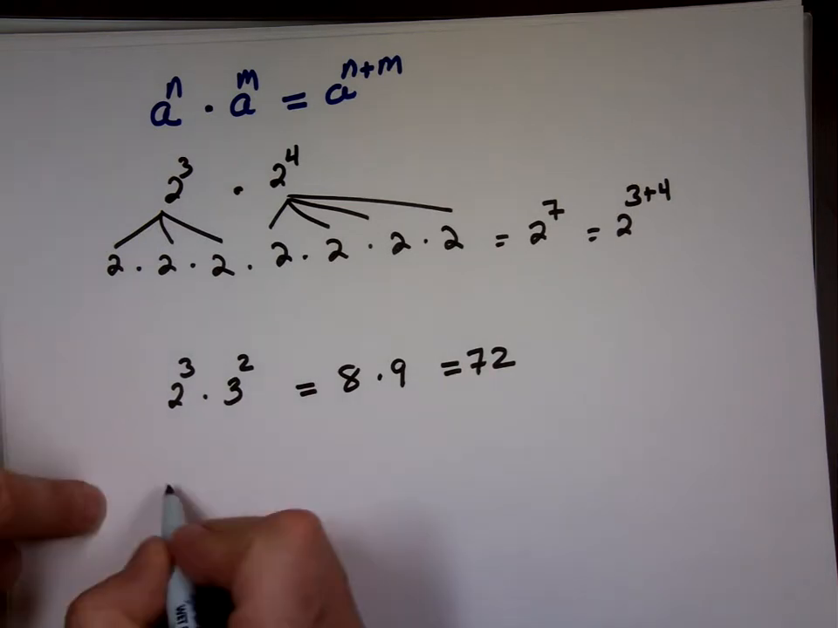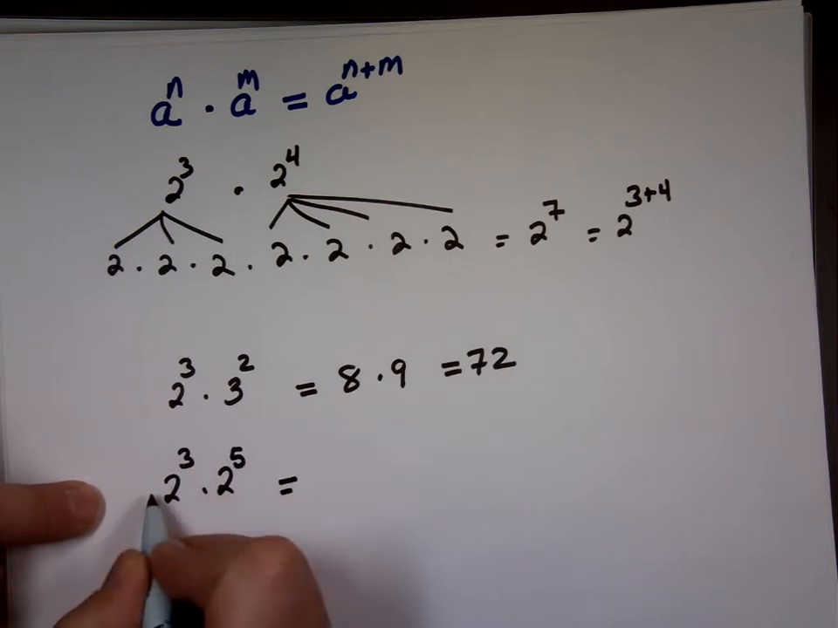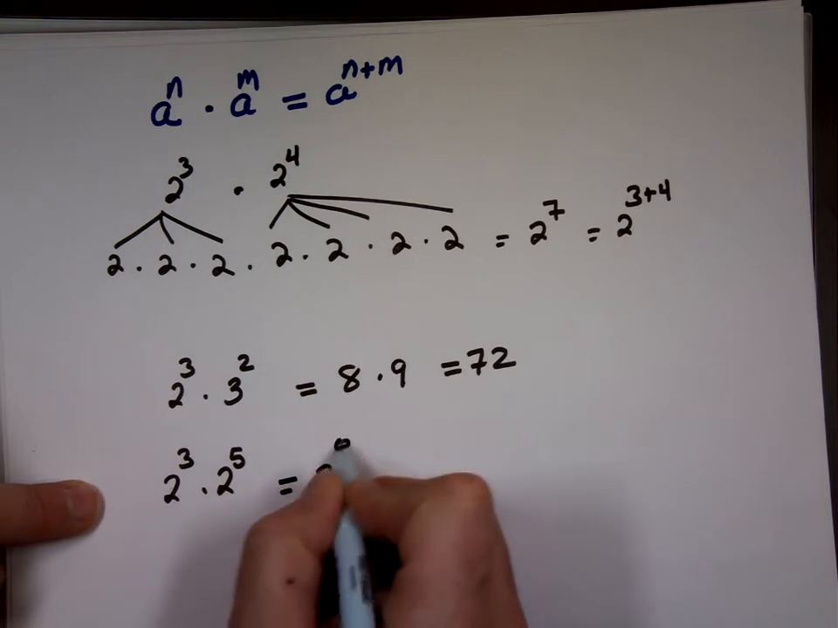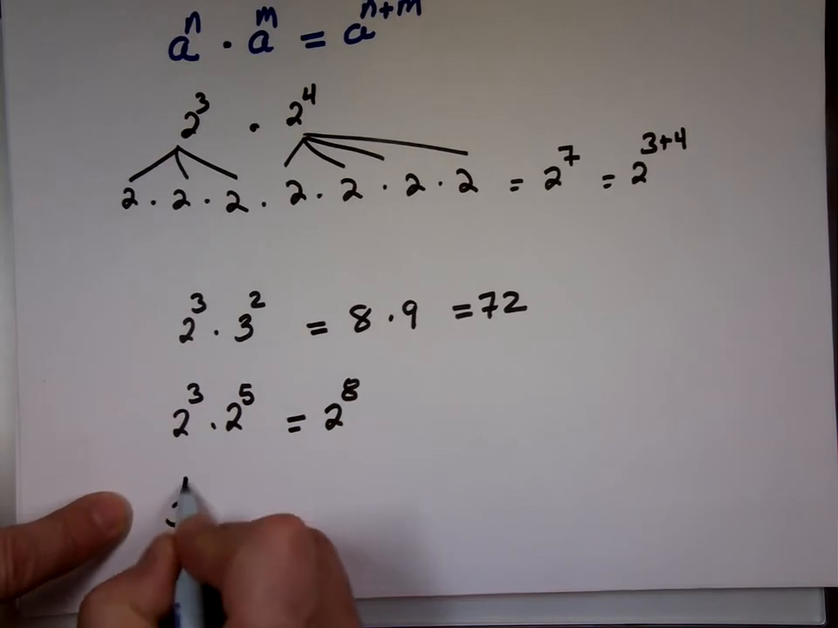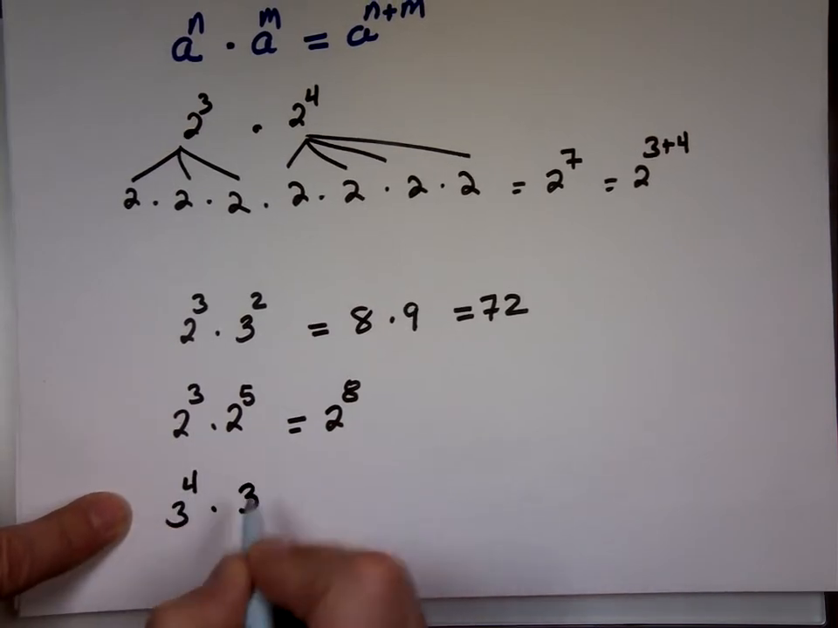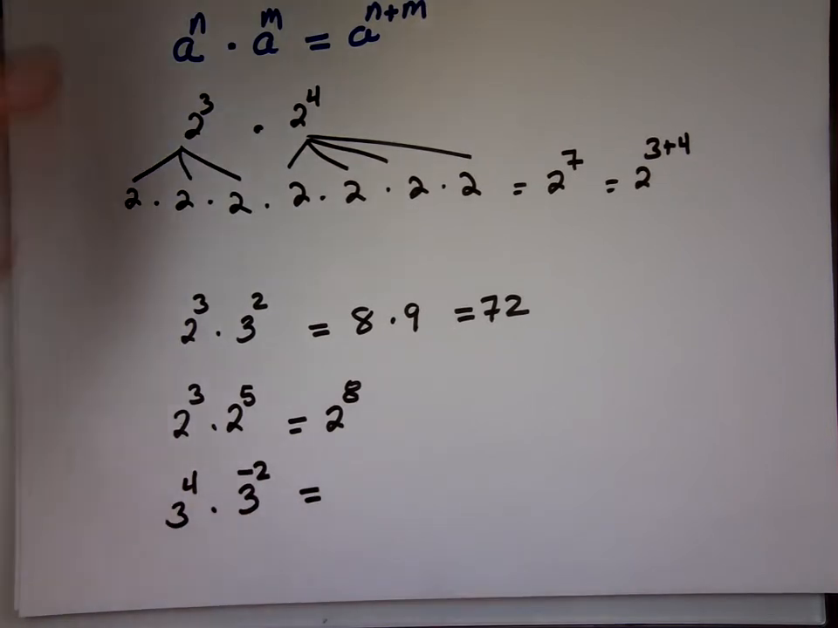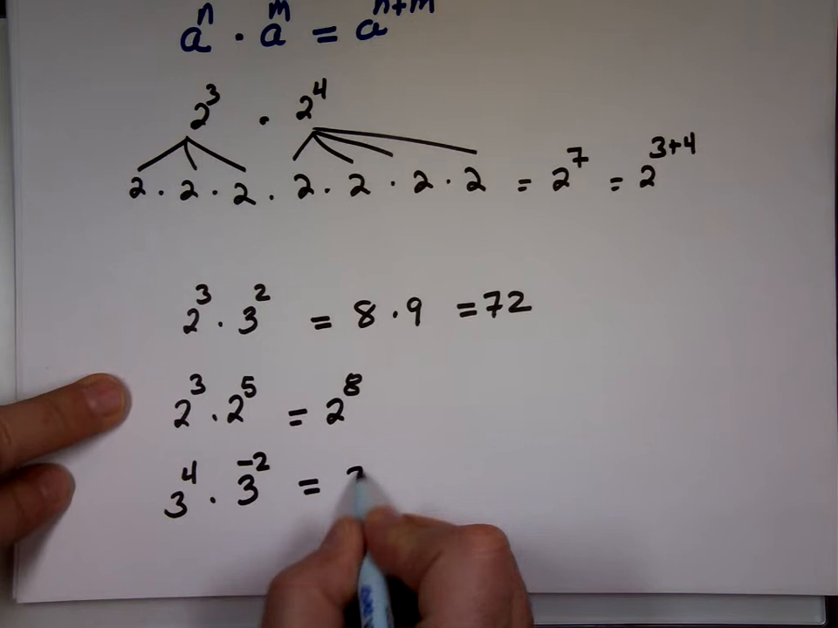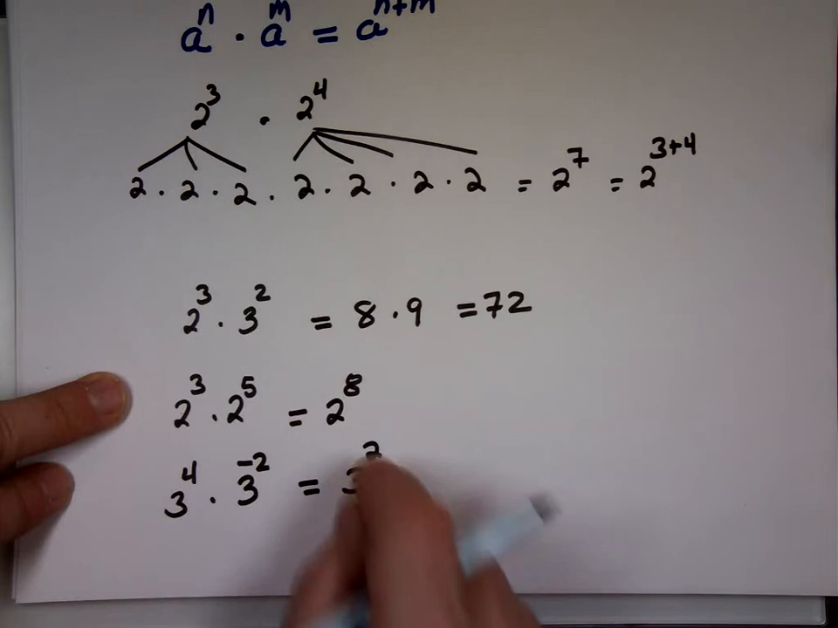But if I get 2 to the third times 2 to the fifth, the bases are the same. Keep the base, and what do you do with the exponents? Combine. Add them. 3 plus 5? 8. 3 to the fourth times 3 to the negative 2. We didn't even discuss negative exponents yet, but that's okay. 3 to the power of 2. Why 2? Because you add these two numbers. What is 4 plus a negative 2? 2.